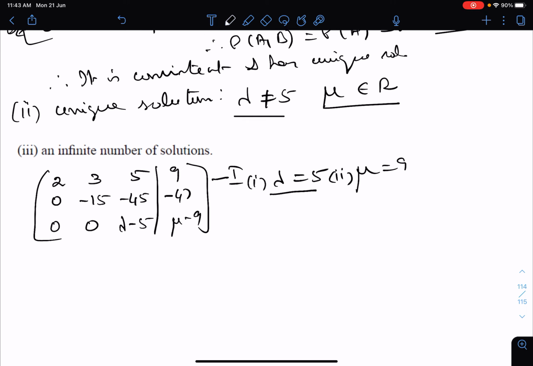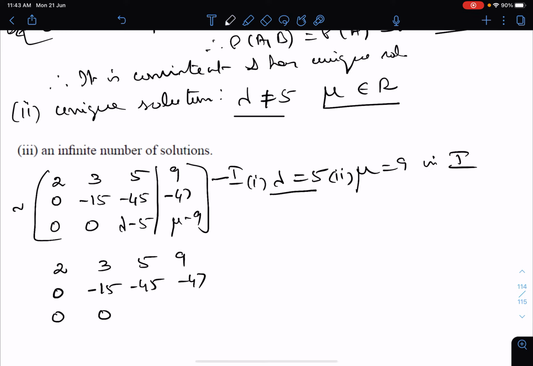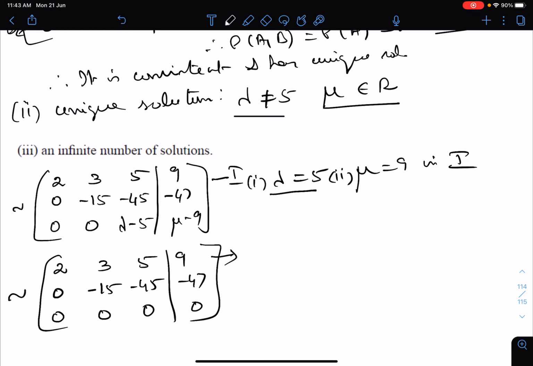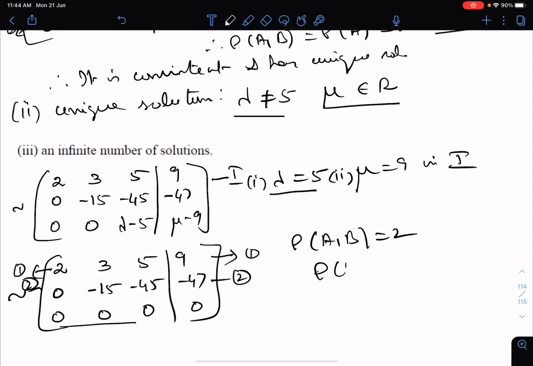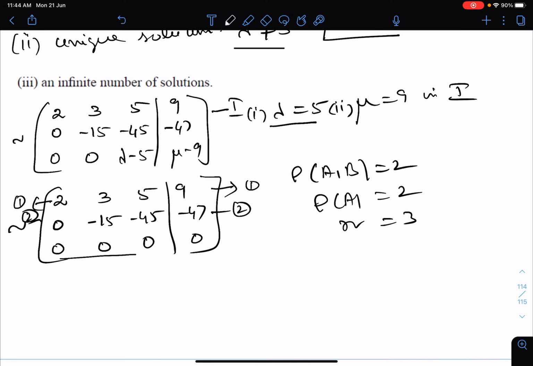So substitute in Roman letter 1. It reduces to 2, 3, 5 and 9; 0, minus 15, minus 45 and minus 47; 0, 0, 5 minus 5 gives you 0, 9 minus 9 gives you 0, drop the line, and this is going to be your equivalent matrix. Now how many non-zero rows in A comma B? It is going to be 1 and 2. In A, the 3 cross 3, the last row is 0, so this is 1 and this is also 2. Therefore rank of AB equal to 2, rank of A equal to 2 and N equal to 3. So we have got the condition we need, isn't it?